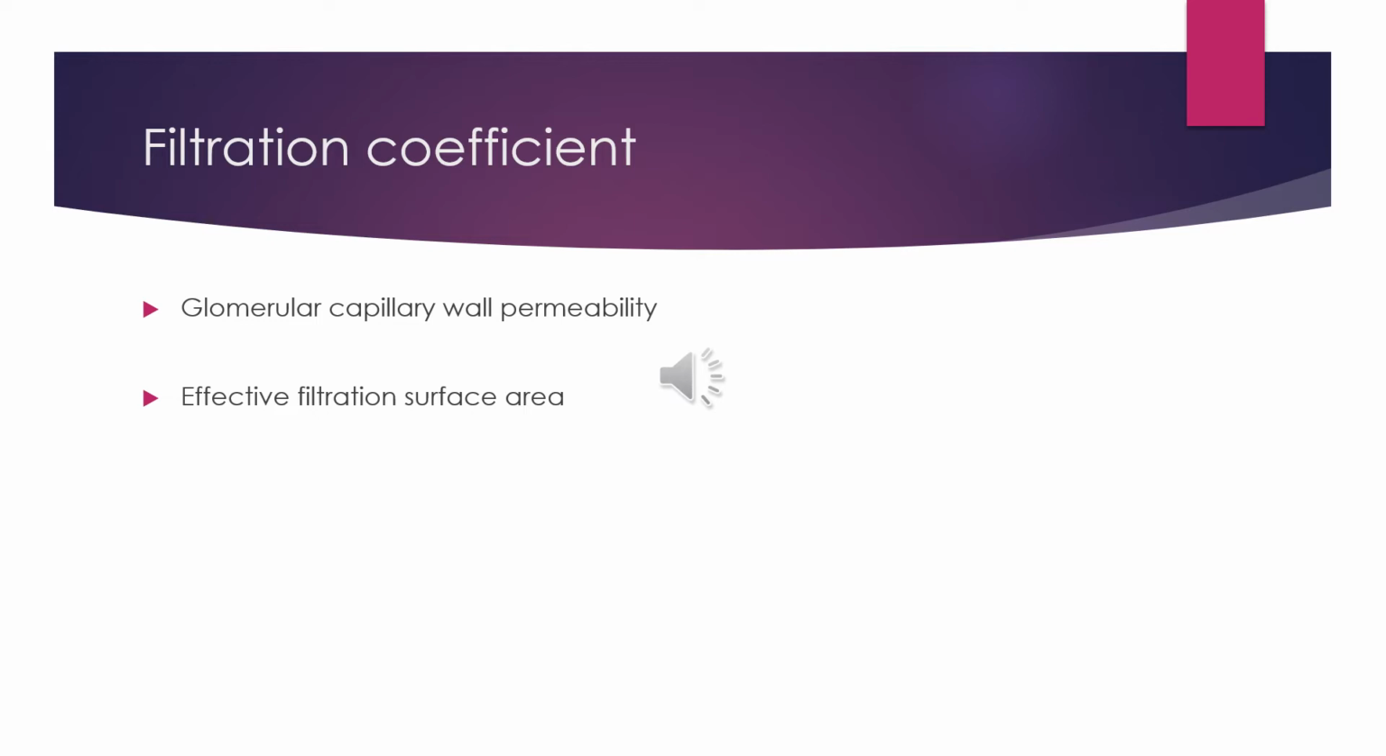And mesangial cells have a role in the surface area. Contraction of mesangial cells reduces the surface area, whereas their relaxation increases the area for filtration. So mesangial cell contraction impairs the glomerular filtration rate, whereas the relaxation of these cells facilitates the glomerular filtration rate.